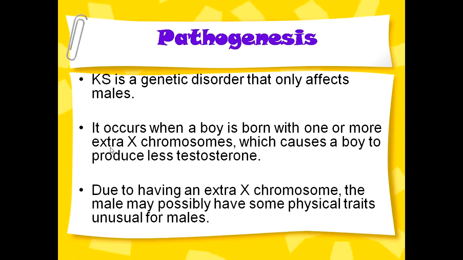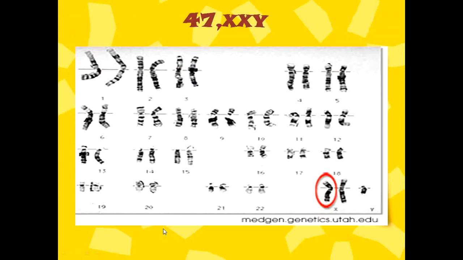Klinefelter syndrome is a genetic disorder that only affects males. It occurs when a boy is born with one or more extra X chromosomes, which causes the boy to produce less testosterone. Due to having an extra chromosome, the male may possibly have physical traits unusual for males. Karyotyping shows one extra X chromosome.